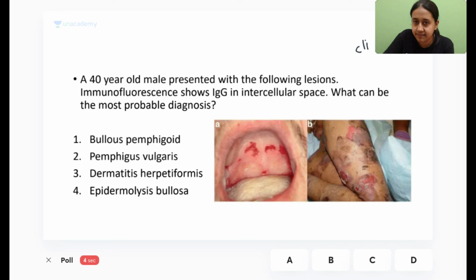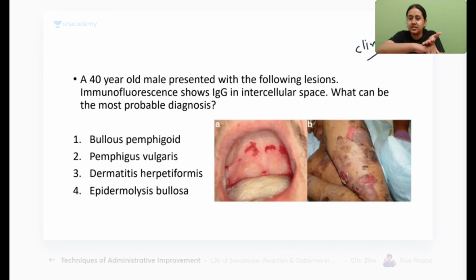Nikolsky sign is a clinical sign. When you give a lateral pressure, you will see that the skin will give away. The skin will peel. That peeling of skin is called Nikolsky sign, and that gives you an idea that the disease is active. The attachment between the cells is defective, and that is why it is giving away. The skin is peeling, so it is a clinical sign. I think this is a very easy question. Intercellular deposits with oral lesions with flaccid bullae becomes a classical case of Pemphigus vulgaris.